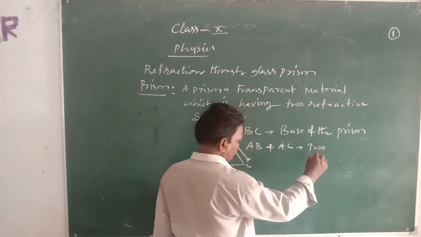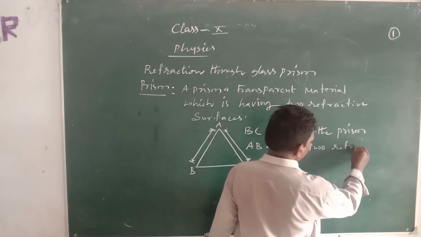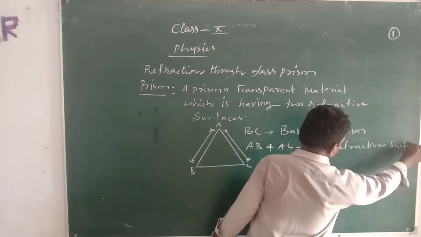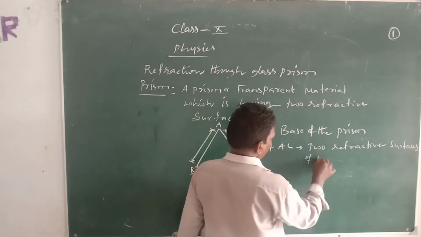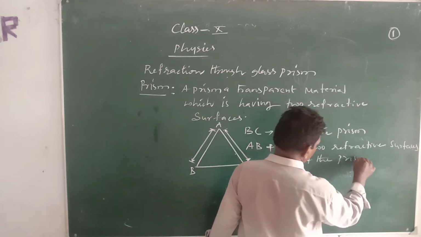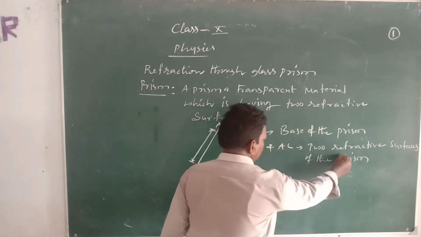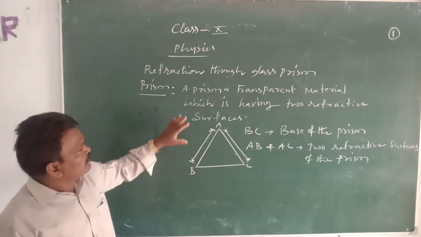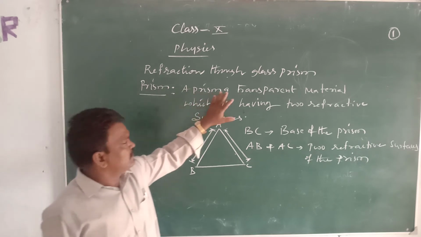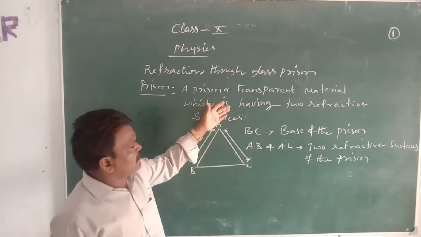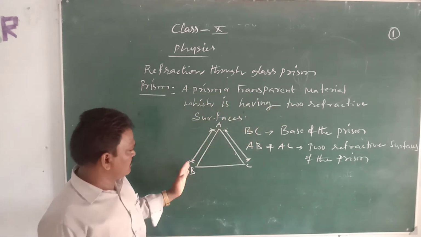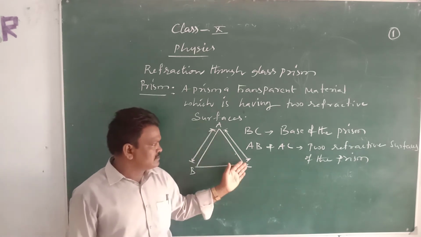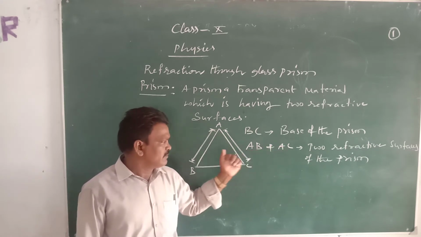Two refractive surfaces of the prism. The prism will be like this. Are you seeing clearly? A prism is a transparent material which has two refractive surfaces on either side of the prism. That means AB and AC are the two refractive surfaces.